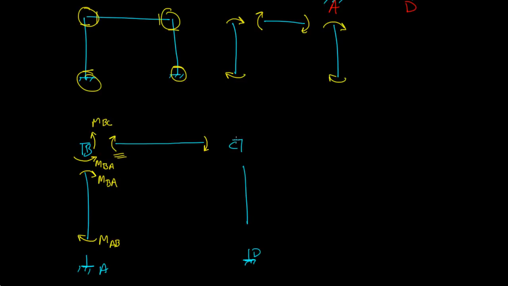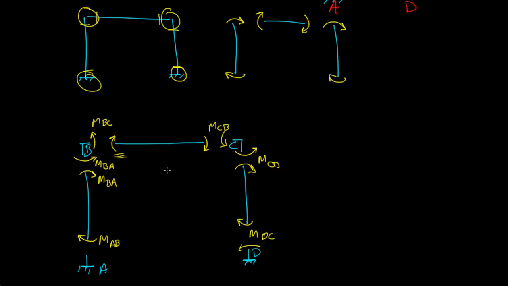So this is MBC. Same thing for C. This is going clockwise. This is going to go counterclockwise. On member CD, this is clockwise. So you have equal and opposite. That's going clockwise. That means this is going to go counterclockwise. Both of these are MCD, the moment at CD. Same thing for this joint. This is going clockwise. This is going to go counterclockwise. And both of these are MDC. And up here, this is MCB.